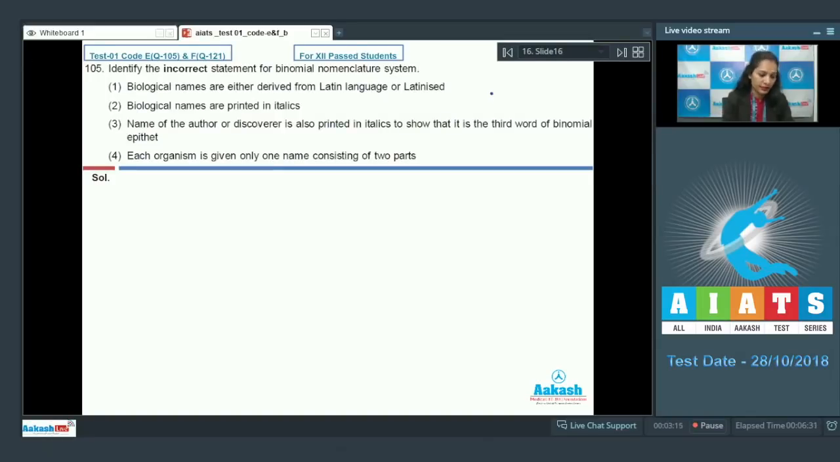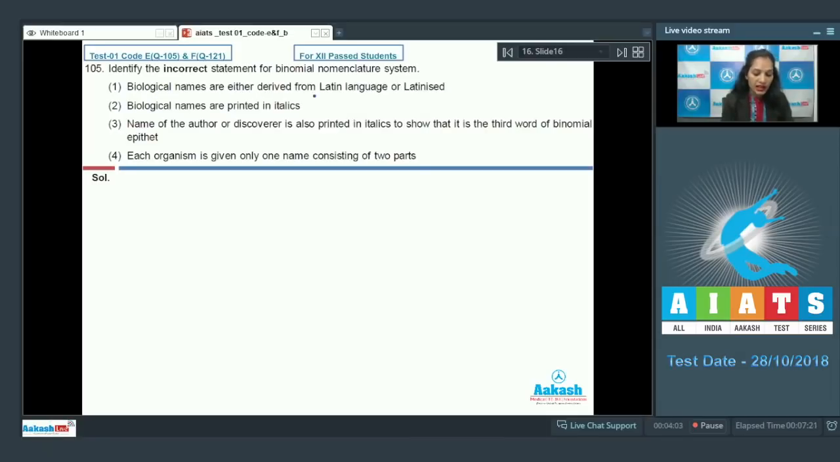Question number 105. Identify the incorrect statement for the binomial nomenclature system. First, biological names are either derived from the Latin language or Latinized. Second, biological names are printed in italics. Third, the name of the author or discoverer is also printed in italics to show that it is the third word of the binomial epithet. Fourth, each organism is given only one name consisting of 2 parts. You must have studied in your classes that binomial nomenclature was given by Carl Linnaeus and he set some rules for the binomial nomenclature system. You need to choose the incorrect one.